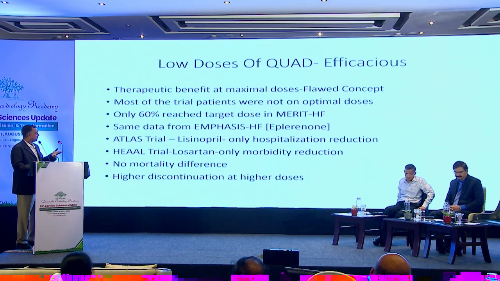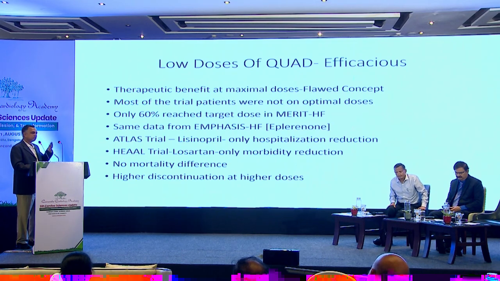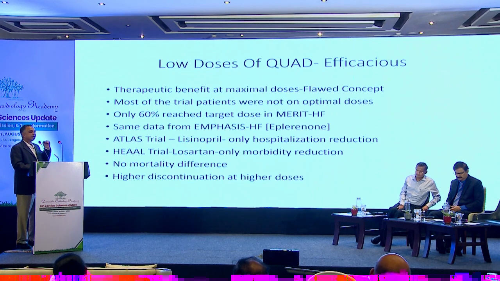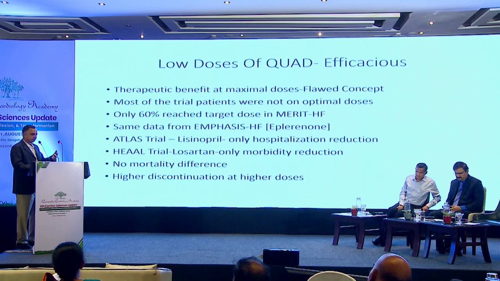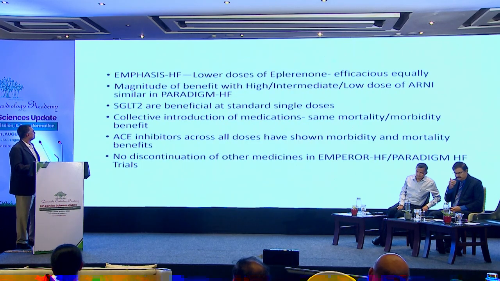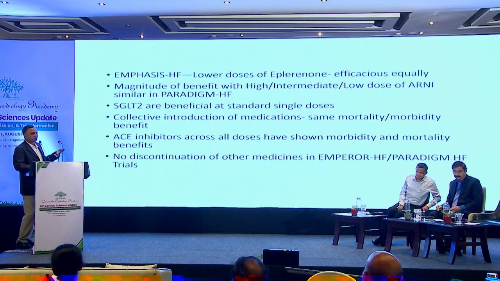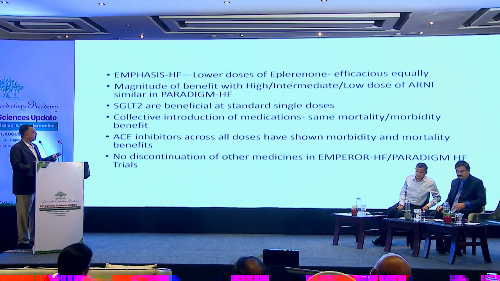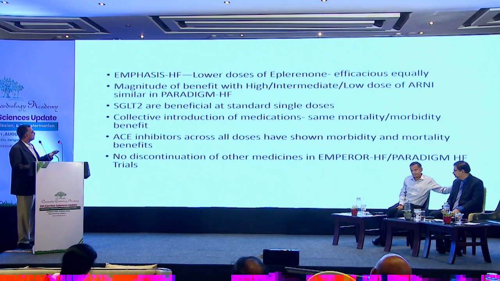And in the MERIT-HF trial, only 60% of the patients reached the target doses. The other 40% also derived the benefit. So it is not very important that you reach the maximum dose as per the guidelines to derive the benefits out of those drugs, because higher doses may result in more side effects and you may withdraw the drugs, thereby undermining the need of giving all the 4 drugs. In the EMPHASIS trial, lower doses of eplerenone were equally efficacious. So there was no need to escalate the doses.